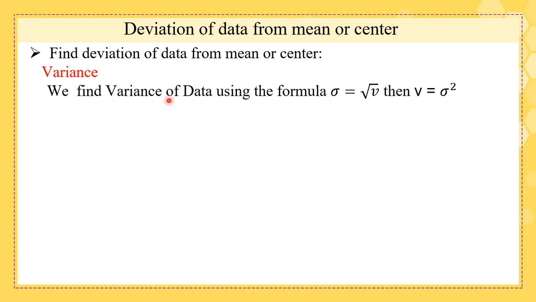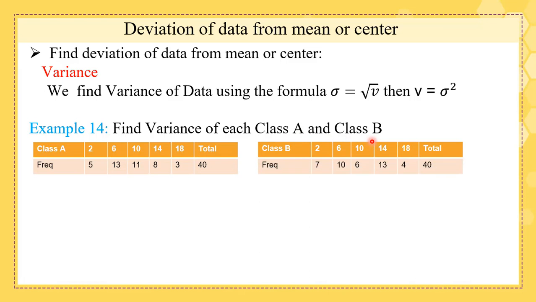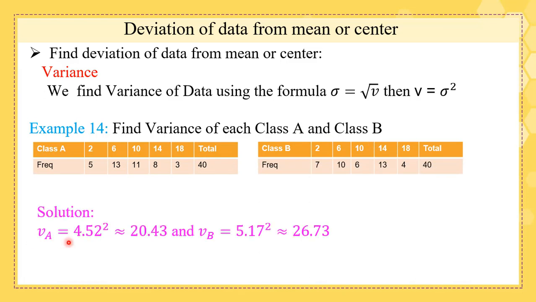Variance. We find the variance of data using the formula: standard deviation equals the radical of the variance, then variance equals the standard deviation squared. Example: find the variance of each Class A and B. Solution: the variance of Class A equals 4.52 squared, which is approximately 20.43, and the variance of Class B equals 5.17 squared, which is approximately 26.73.